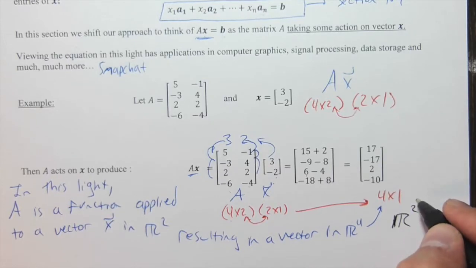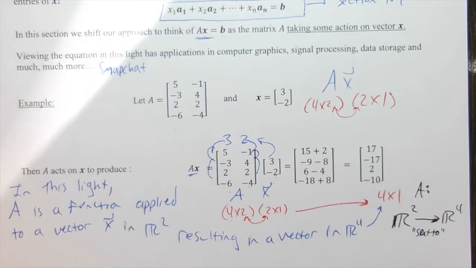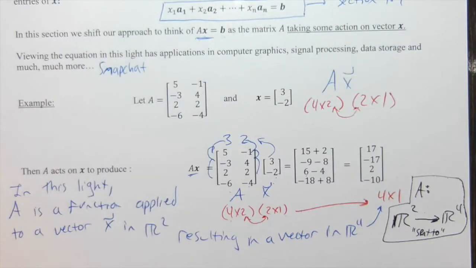that A is a linear transformation that sends vectors from R2, which would be x, into R4. This arrow we read as "gets sent to." It sends vectors from R2 into R4. Just kind of thinking about the lingo.